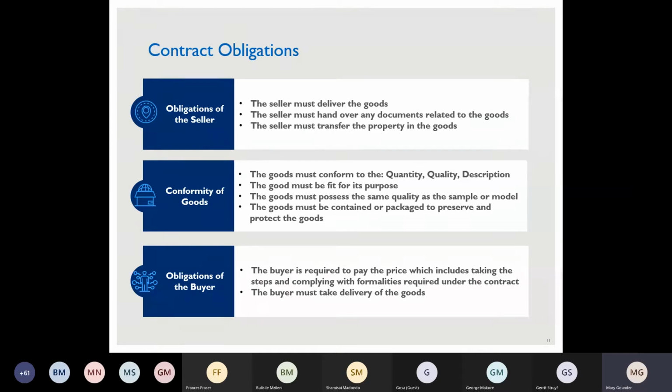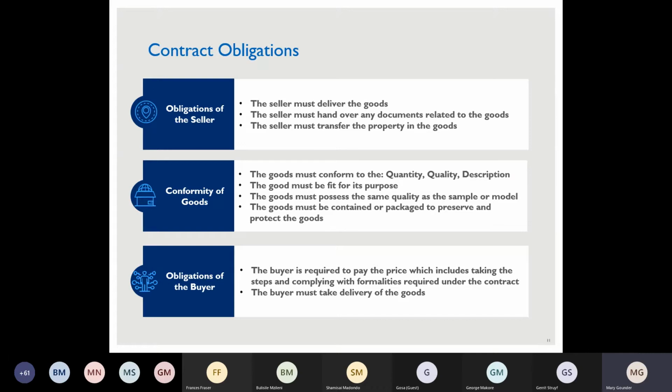If you sent a t-shirt to me, you have to make sure it's the same quality that you sent as the sample. The goods must be contained or packaged to preserve and protect the goods. So whatever goods it is, you need to make sure that the packaging is appropriate. So if you are transporting honey in glass bottles, you need to make sure that it's protected so it does not break.